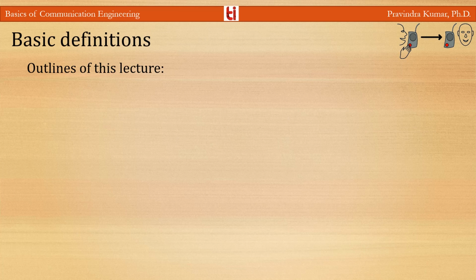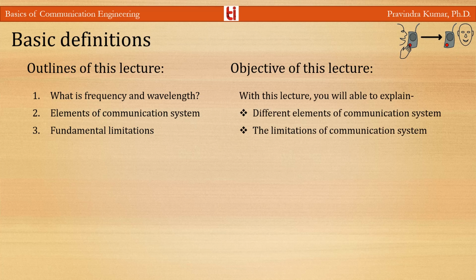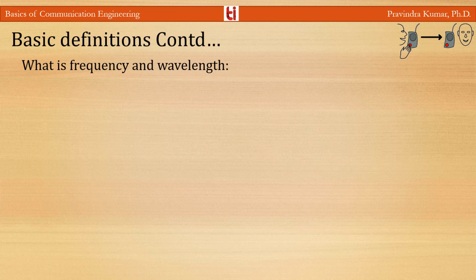The outline of this lecture is: what is frequency and wavelength, the elements of communication system, and after it we will discuss fundamental limitations. In the objective of this lecture, you will be able to explain different elements of communication system and the limitations of the communication system. So first of all we will start with frequency and wavelength.